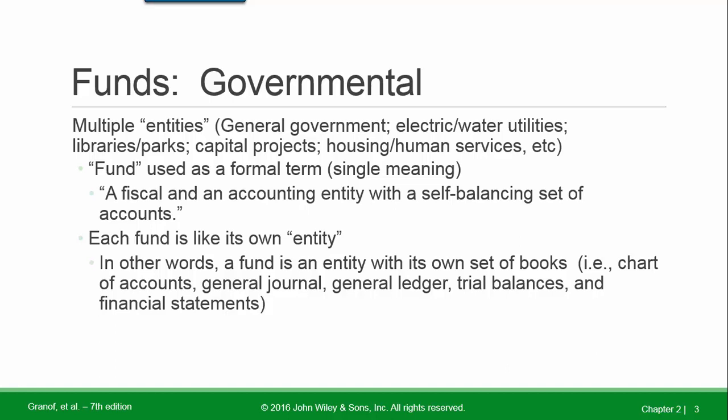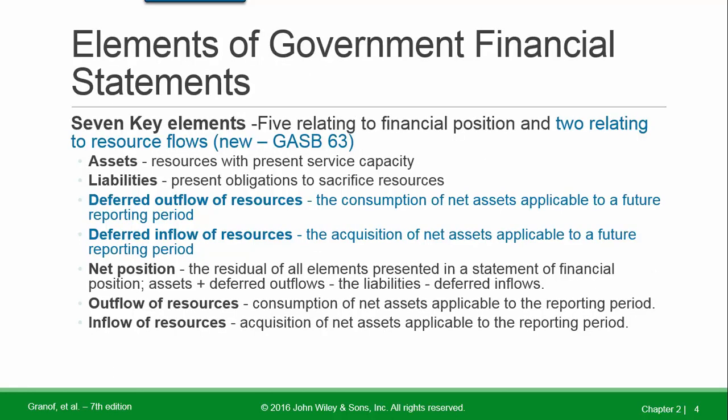In other words, a fund is an entity with its own set of books, chart of accounts, general journal, general ledger, trial balances, and financial statements. Let's look at the elements of government financial statements. There are 7 key elements, 5 relating to financial position and 2 relating to the resource flows, the new GASB 63.